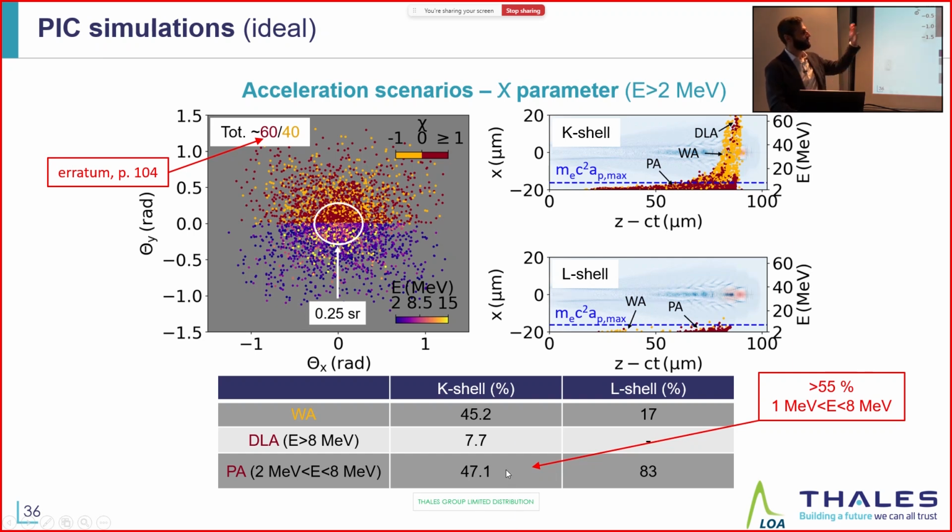Everything that falls above this threshold, which is mostly this trace you see over here, which is actually closer to the laser axis, I think you can see it here. These guys are experiencing DLA, and it's around 8%, and the remaining 45% are just yellow electrons experiencing some sort of wake field acceleration. For L-shell electrons, we have most of the particles experiencing ponderomotive acceleration, and just 17% of these electrons can somewhat interact with the wake field. And in this case, these particles are not really experiencing any sort of DLA.